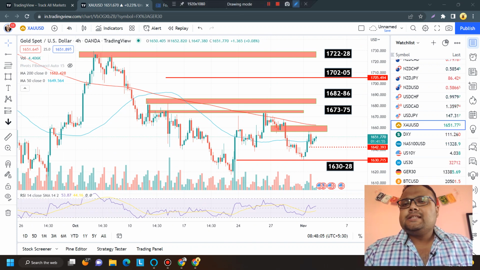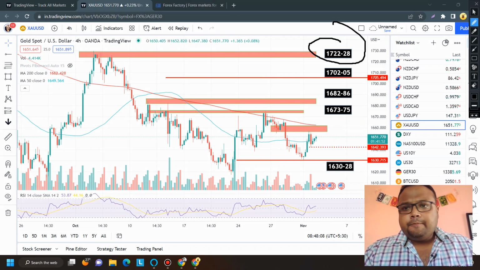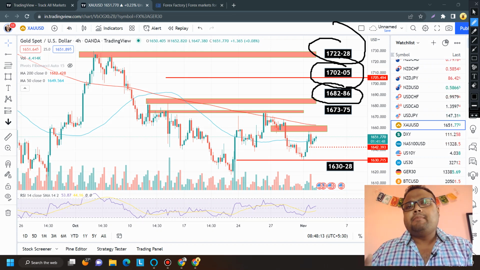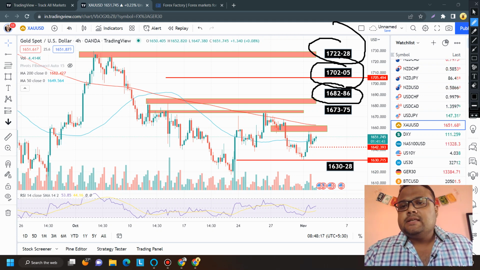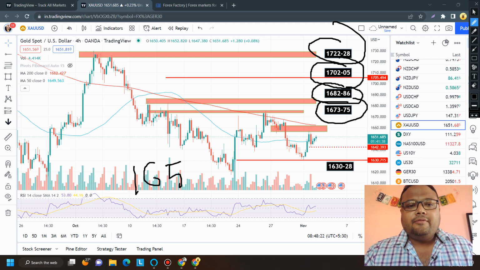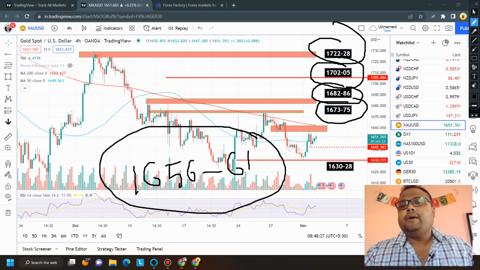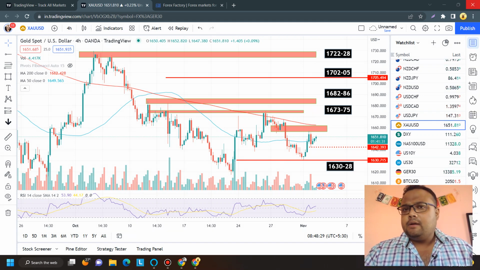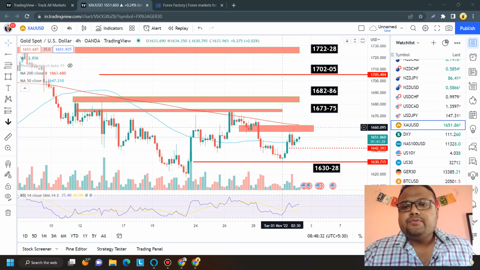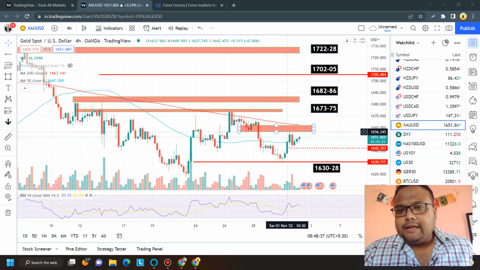So the strong resistance levels like 1722 to 28, 1702 to 05, 1680 are still very much present in the market, but they are quite far away. The important levels for the day are 1673 to 75 and 1656 to 1661. This level will also be a very important level for the day. Let me explain why. First of all, as we all know, yesterday the market reversed from the level we expected, that is around the 1656 level.